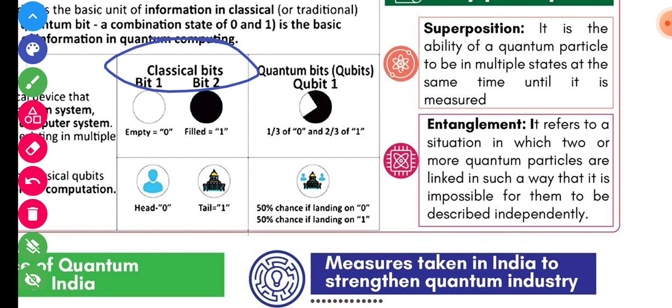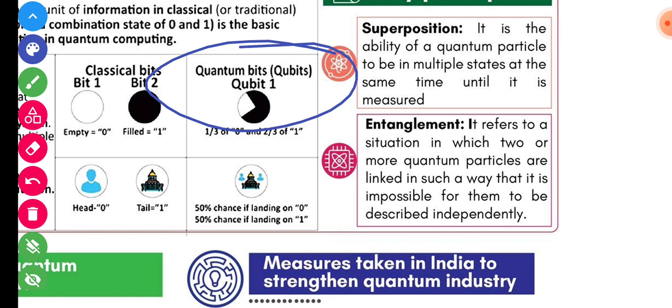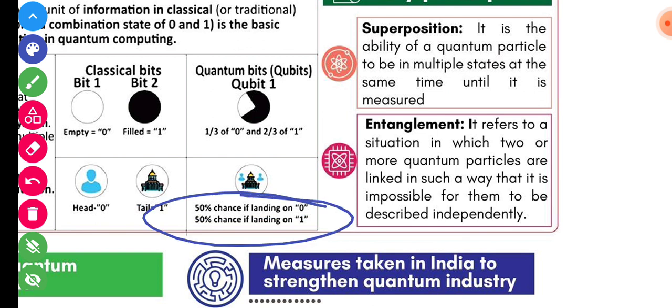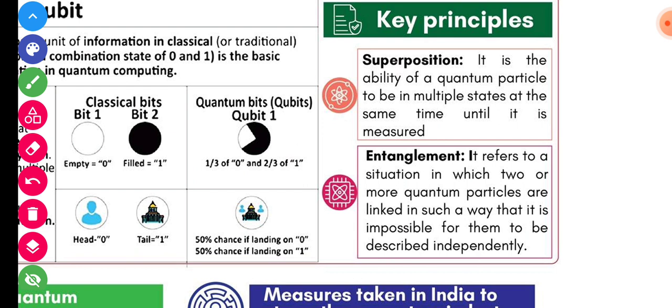Here the classical bits, bit 1 and bit 2: in bit 1 it is empty, that is 0, and in bit 2 it is filled, that is 1. Like in coins, 0 is head and 1 is tail. And quantum bits: in qubit 1, 1/3 of 0 and 2/3 of 1. Here it is showing a 50% chance of landing on 0 and a 50% chance of landing on 1. So the chance of landing on 0 and 1 seems to be equal.